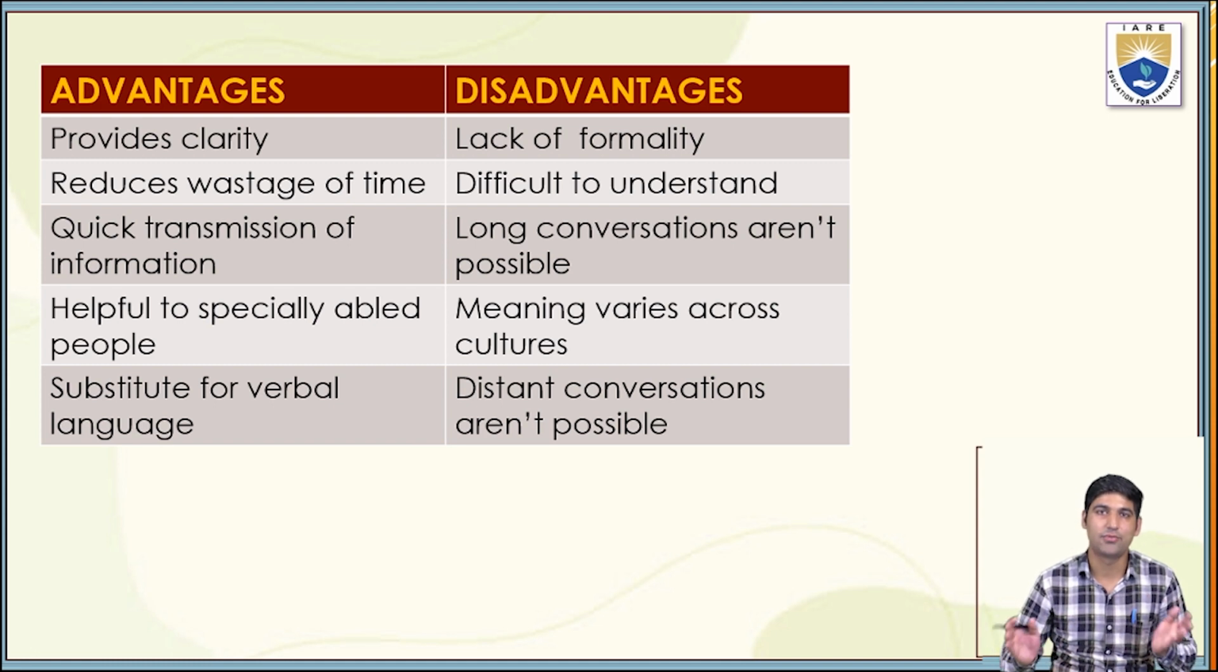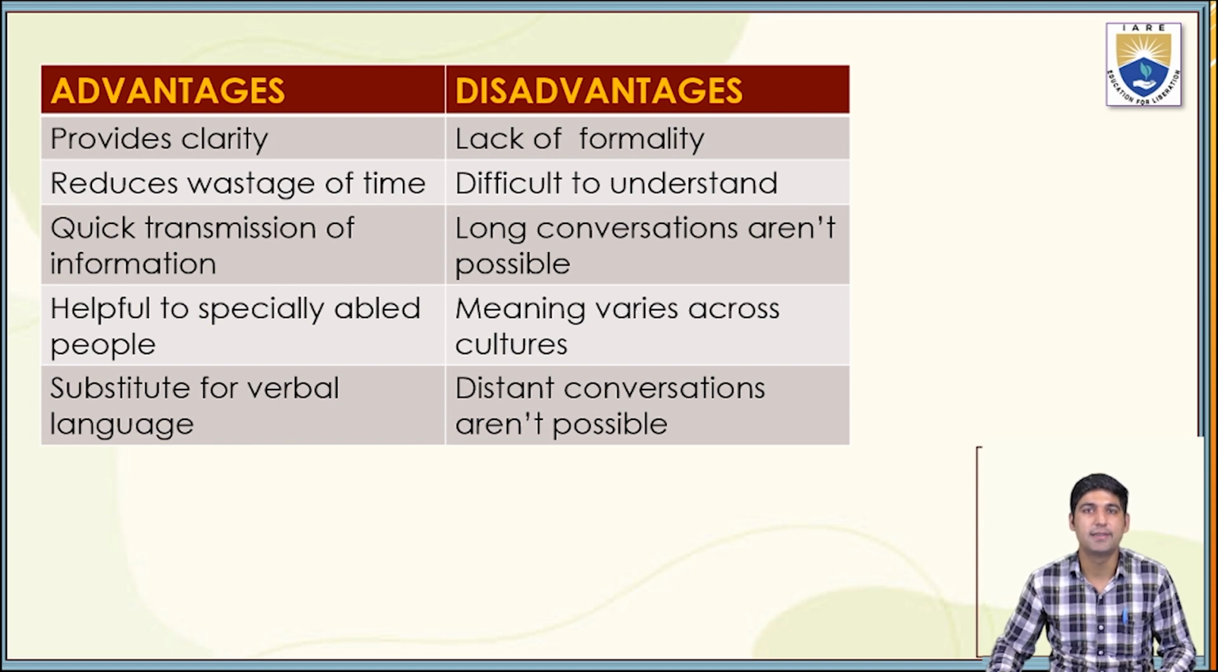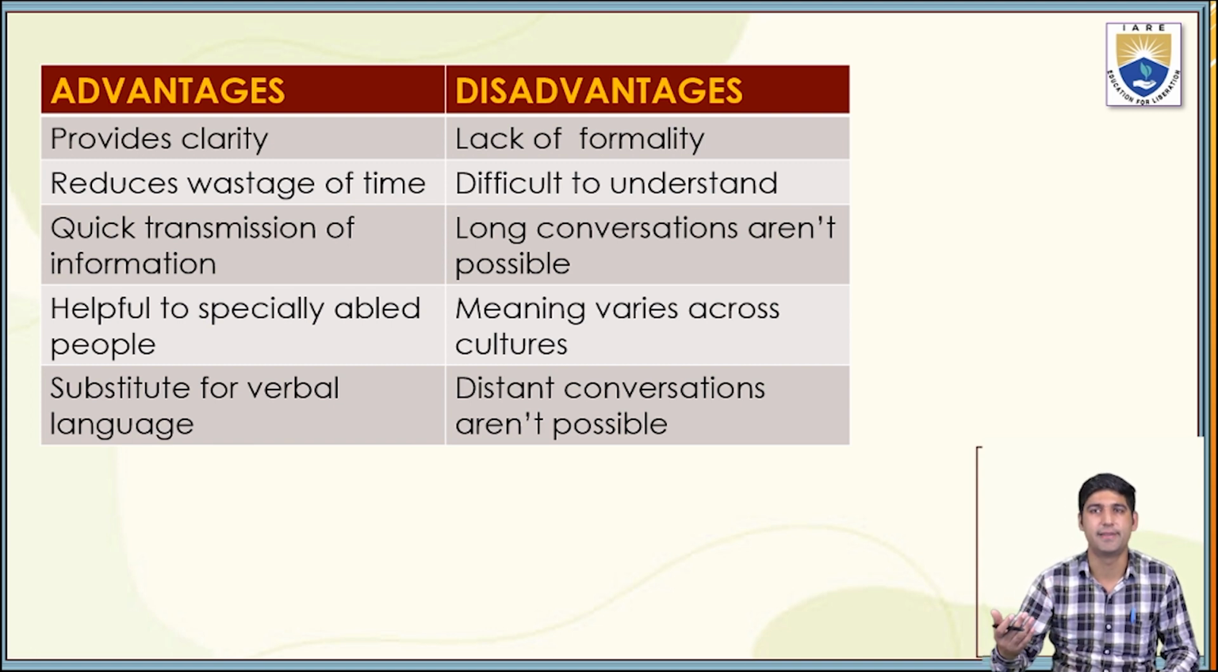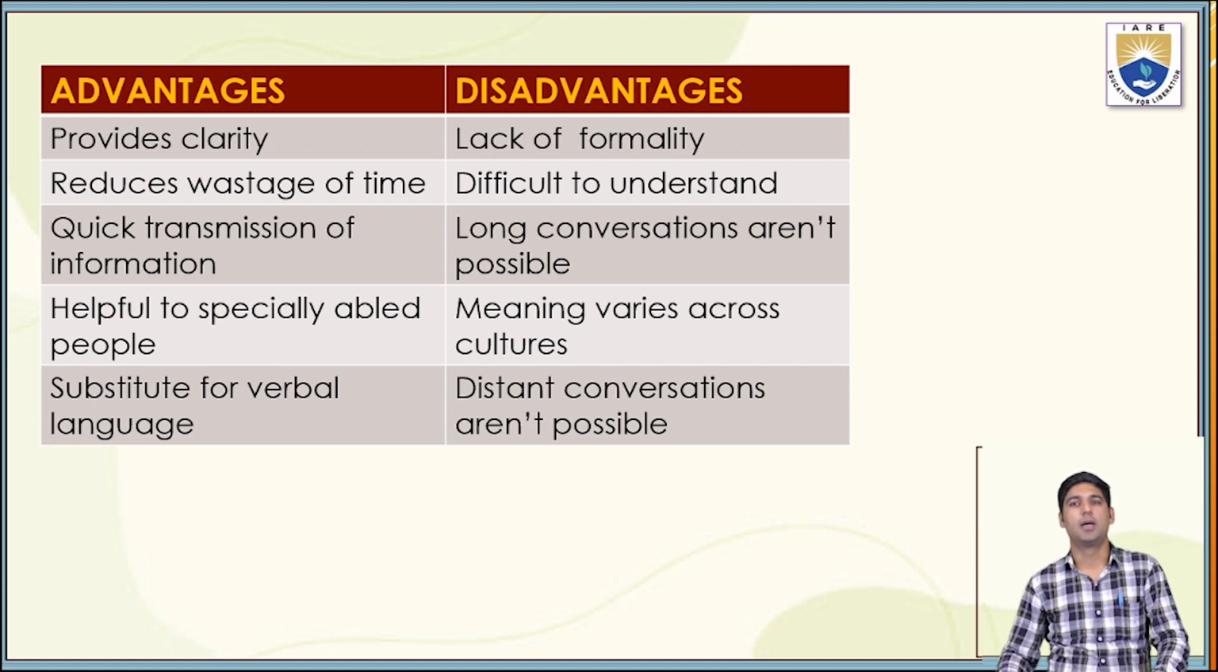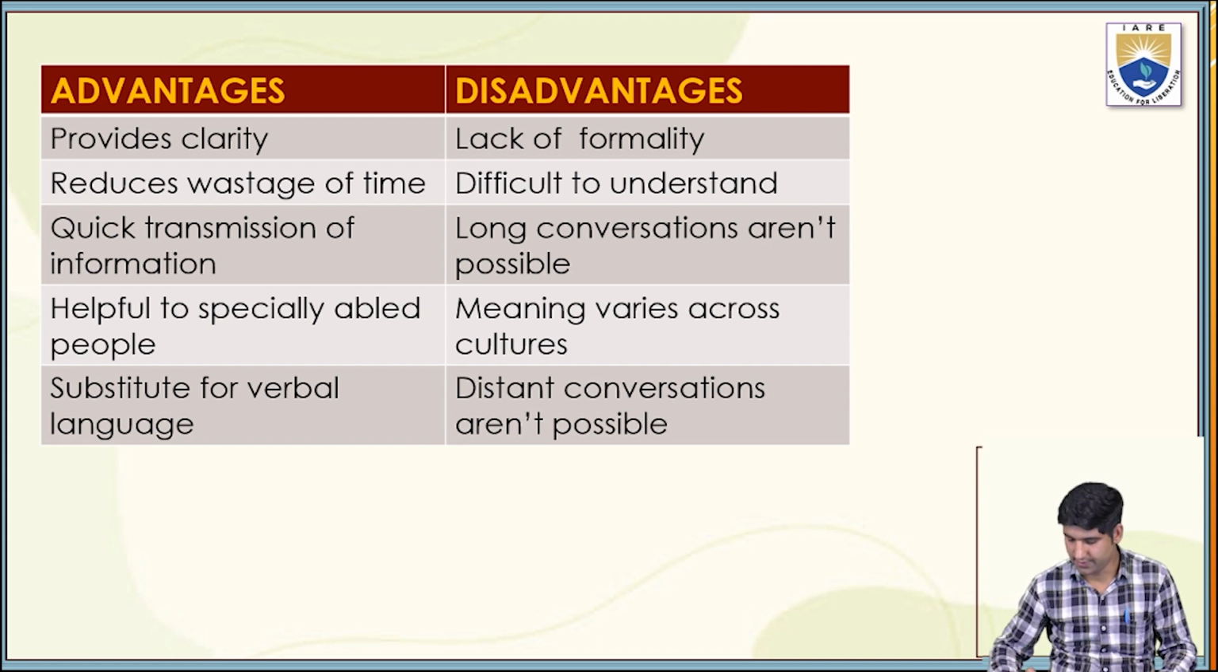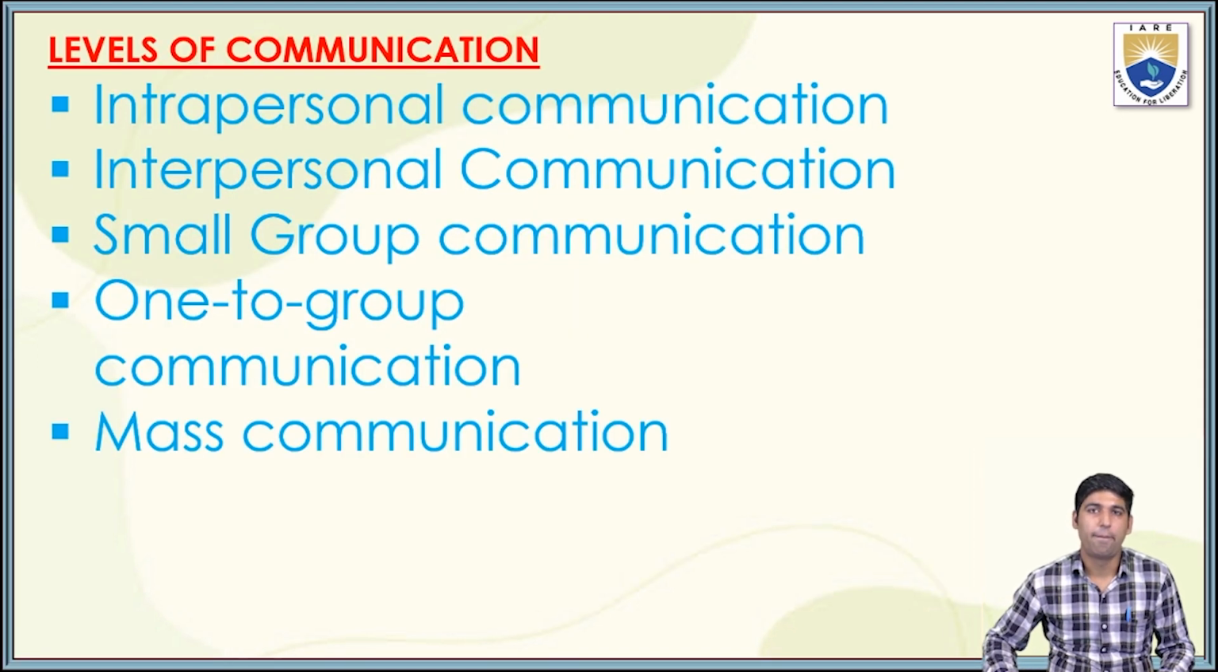We are one from Jammu and Kashmir to Kanyakumari, we are one. But what I want to say is this, meaning varies across cultures. Then there is one thing, distant conversations are not possible. For people who are living in distant places, this non-verbal communication is not possible because there are many barriers. Now, I would like to go to the levels of communication.